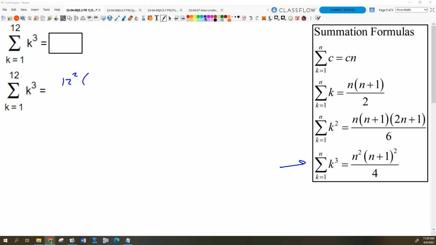Okay, yeah, 12 squared times divided by 4. Okay, so whatever that is, I don't want to think that hard. Right? It's that, I guess. Okay, 6,084. Okay, good. All right, so that kind of closes that chapter.